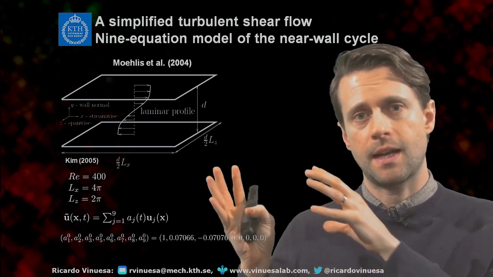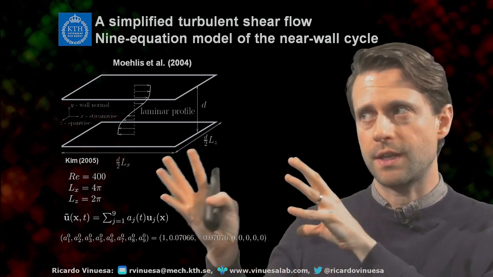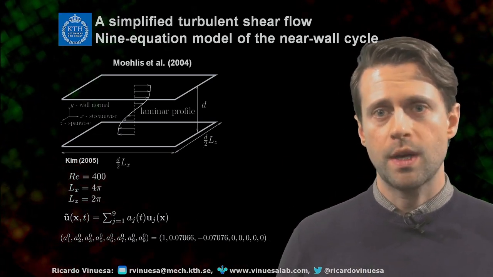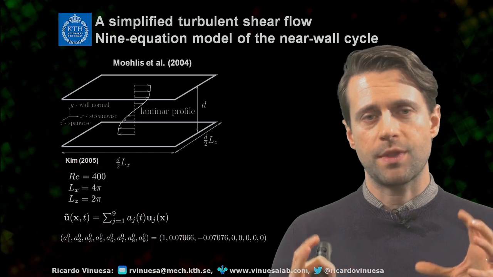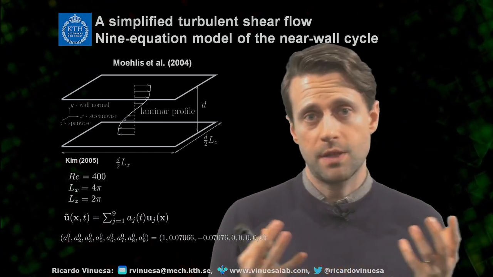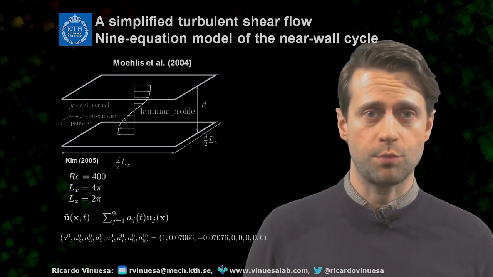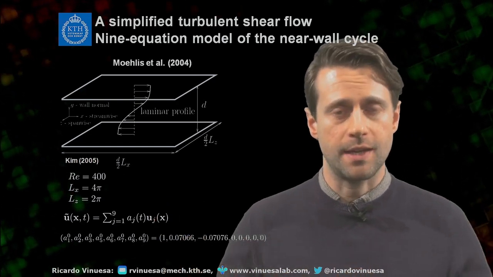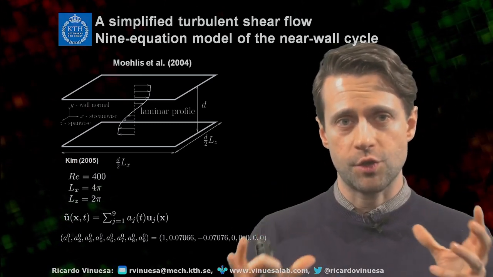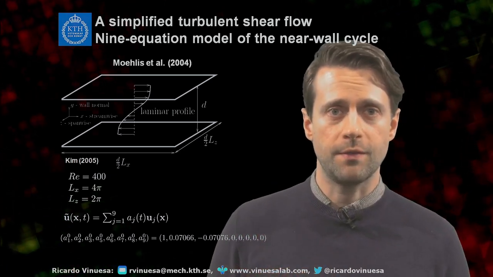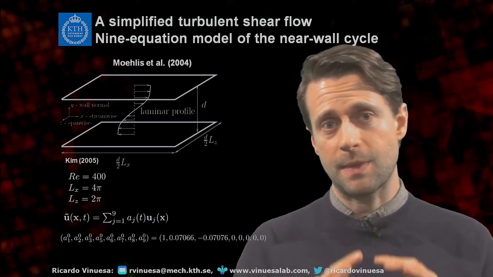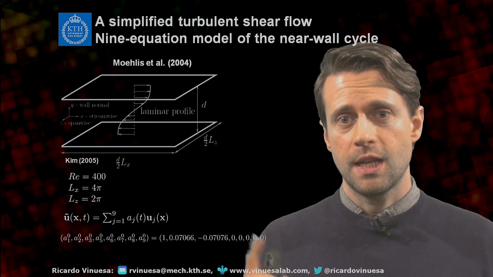This is basically a low-order representation of the near-wall region of turbulence. This is a model by Moehlis and others, where what they did was to come up with a 9-mode representation of the flow, which is actually very convenient for us because that allows us to produce massive amounts of data at a very low computational cost and to try different neural network architectures to be able to try to model the temporal dynamics. So what we do is that we start from an initial base condition.